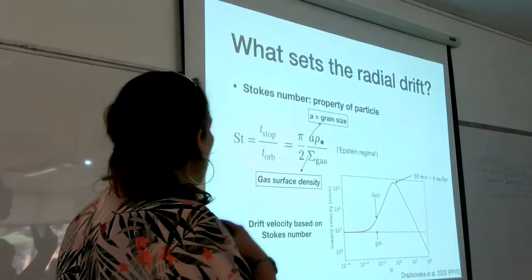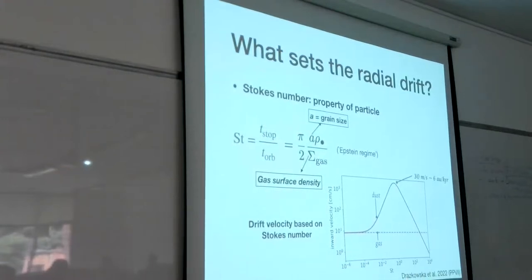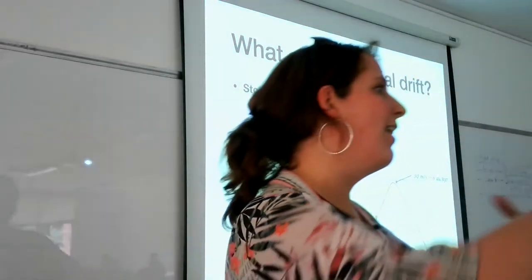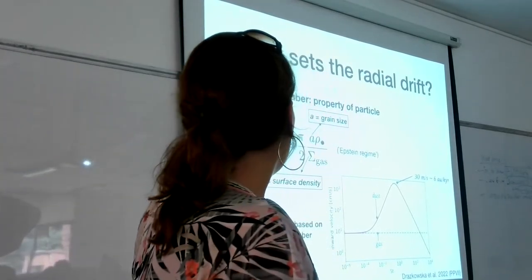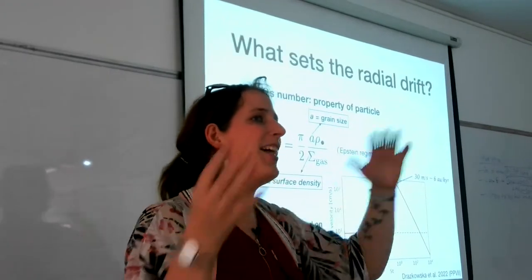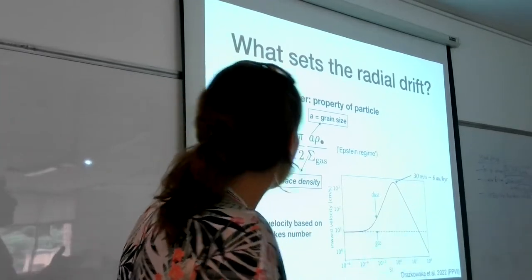Now, I've been talking about large grains. This is a mechanism that really has to do with how dust grains move through the gas, and I was going to explain that next. You have large grains and you have small grains. That's a little vague, so we want to quantify that.